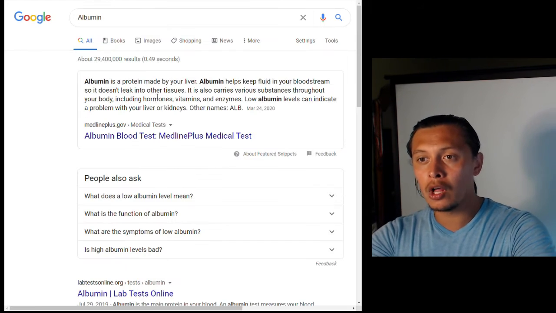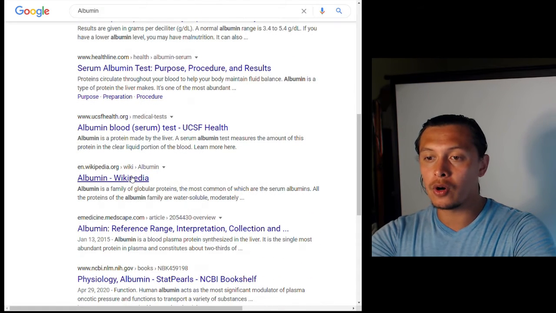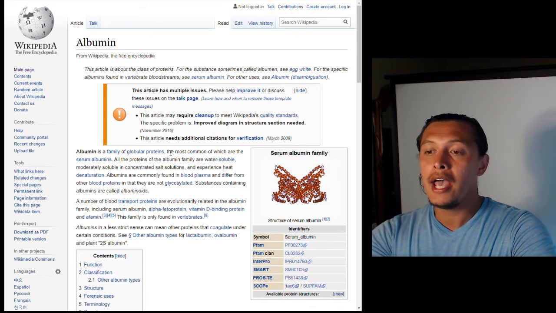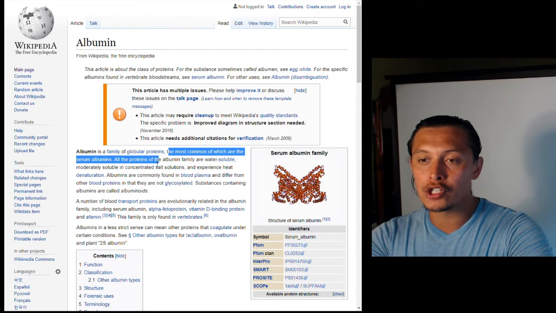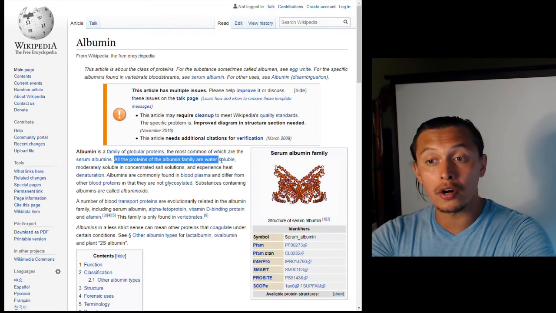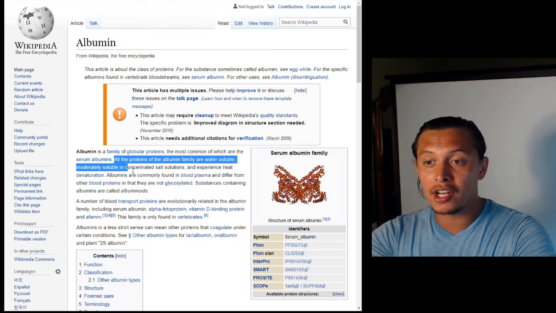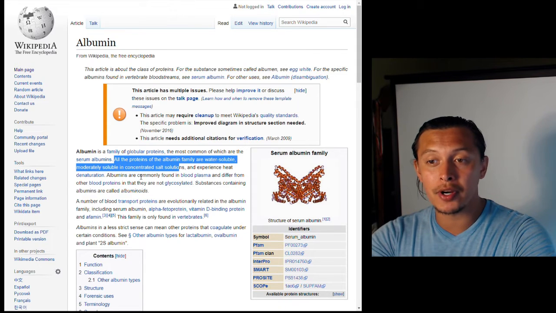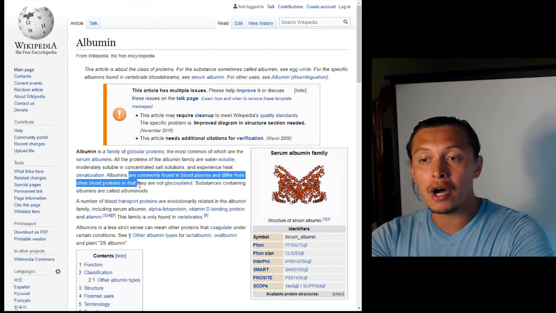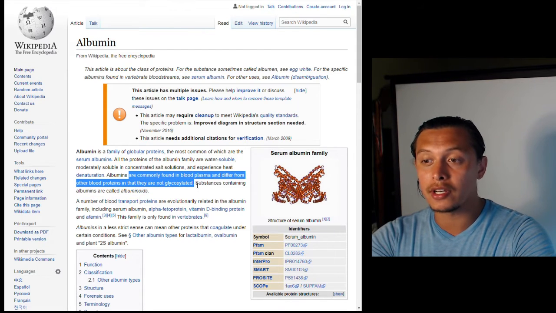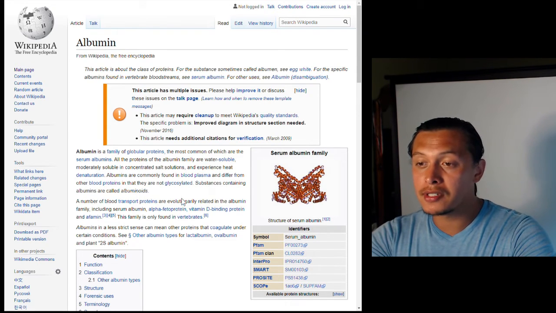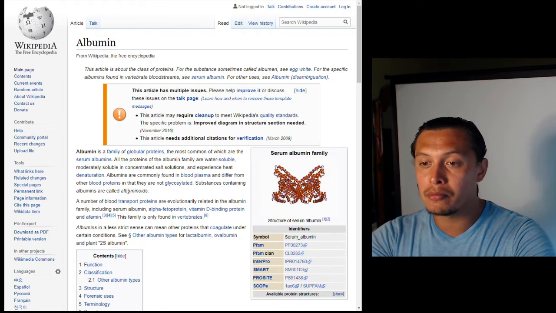This is a general plasma protein. It is a globular protein, so it forms a glob basically, and the most common of which are the serum albumins. All the proteins of the albumin family are water soluble, moderately soluble in concentrated salt solutions, and experience heat denaturation. Albumins are commonly found in blood plasma and differ from other blood proteins in that they are not glycosylated. There are no sugars on this. Substances containing albumins are called albuminoids.